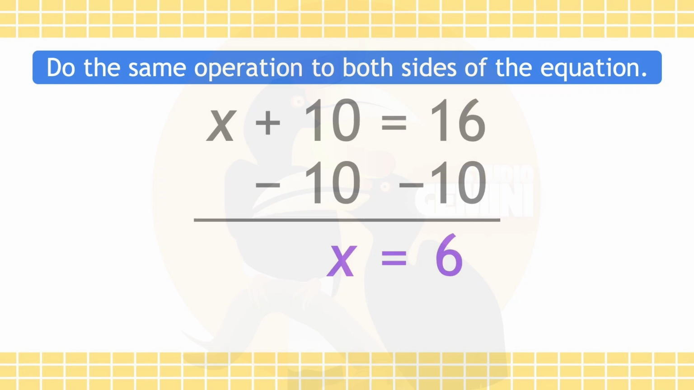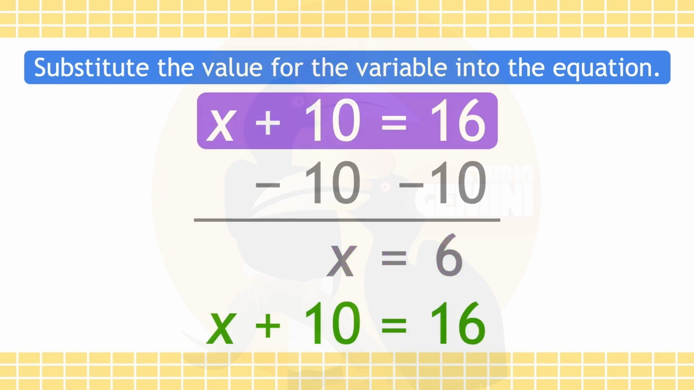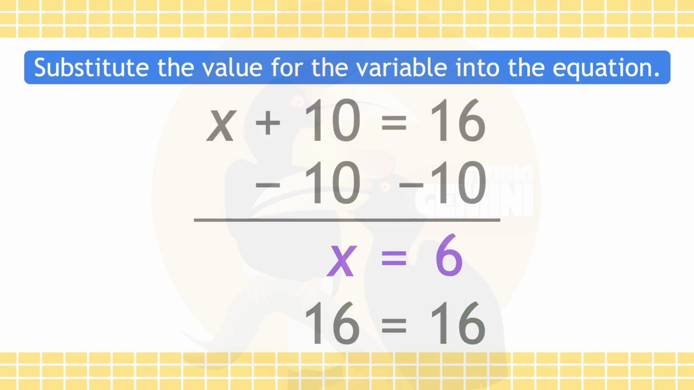Of course, it's always a great idea to substitute the value we get for the variable into the original equation to see if our solution makes sense. If we substitute 6 for x, we have 6 plus 10 equals 16. Since the sum of 6 and 10 is 16, that means both sides have a value of 16 when x is 6, so x equals 6 is the solution to this equation.